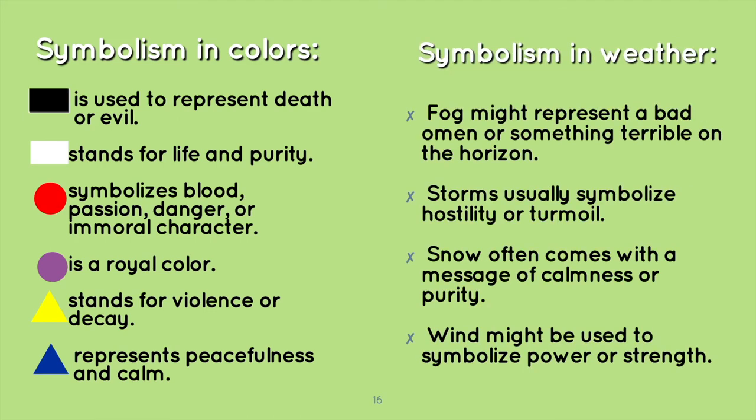Symbolism in weather. Fog might represent a bad omen or something terrible on the horizon. Storms usually symbolize hostility or turmoil. Snow often comes with a message of calmness or purity, and wind might be used to symbolize power or strength.